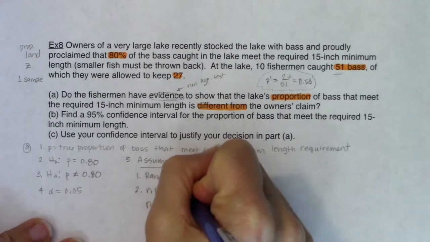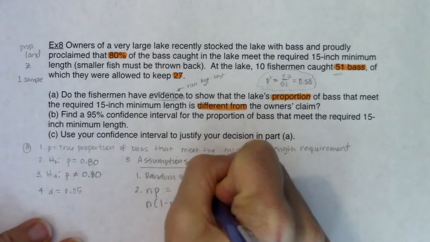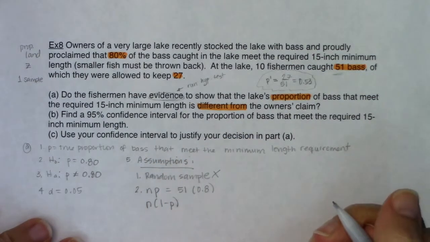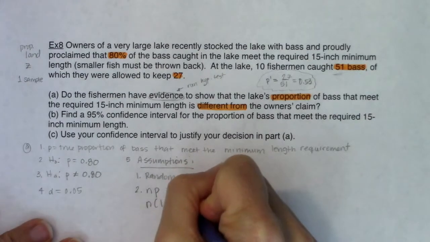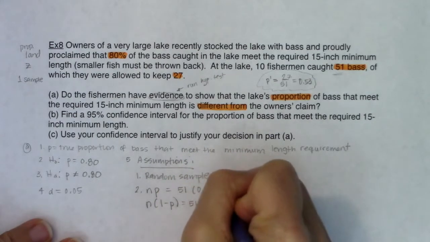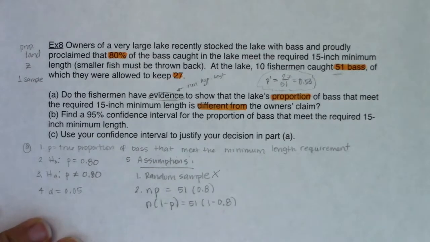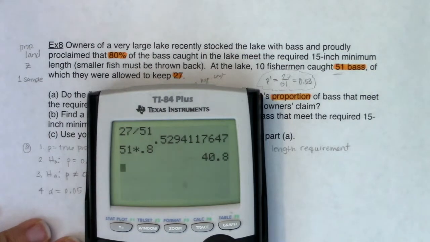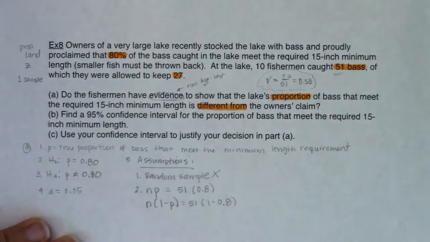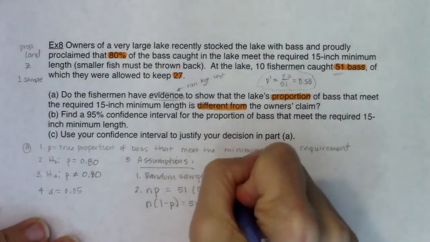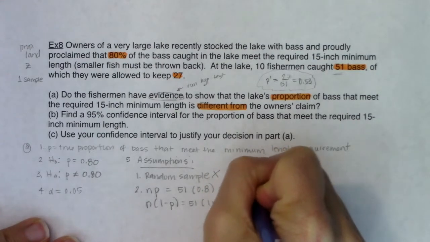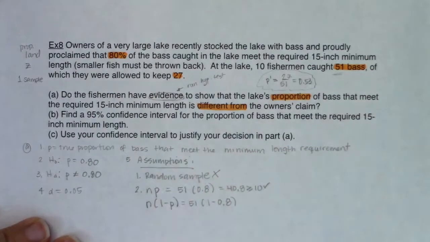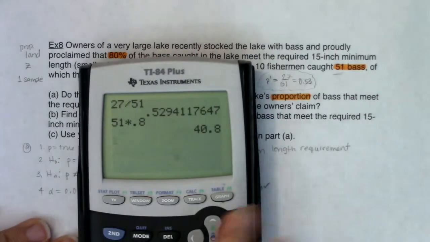All right, so here we go. We had 51 bass. I'm supposed to assume that 80% meet the minimum length requirement. And then let's try its complement and see what we're getting. So I'm gonna head over to my calculator. We're gonna go 51 times 0.8. Looks like it was 40.8. Okay, so I will put 40.8, which is greater than or equal to 10. All right, and then let's do its complement.